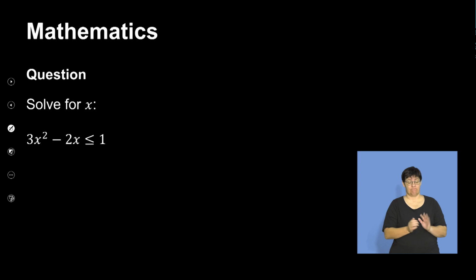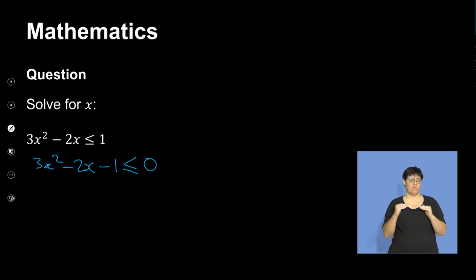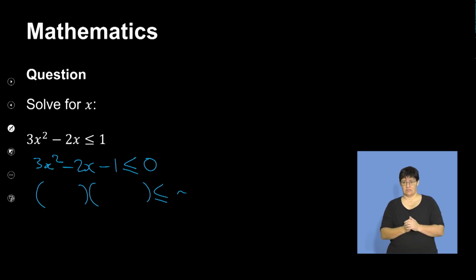Look at another example. It says solve for x. Firstly, I said make sure it is in standard form. So this becomes 3x squared minus 2x minus 1 less than or equal to 0. And then you factorize this, less than or equal to 0. If I factorize it, it will be 3x and 1 there, and it will be x and 1 there, or 1 and 1 rather, not 2.